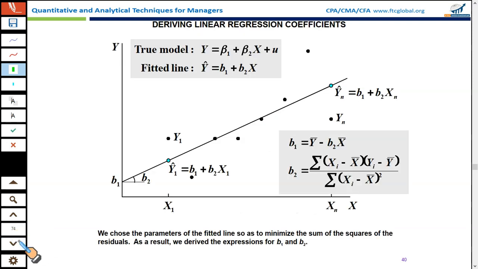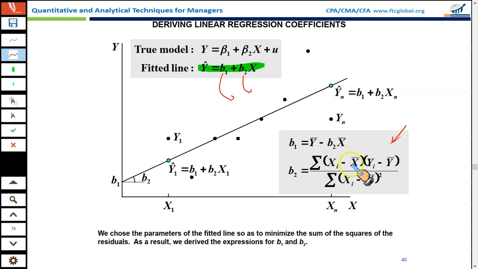Look at this. This is your fitted line. We want to derive the equation of this fitted line. For this we have two coefficients we need to determine, B1 and B2. Let us find B2 first. This is the formula we will use to calculate B2, and it is nicely solved on the next slide.